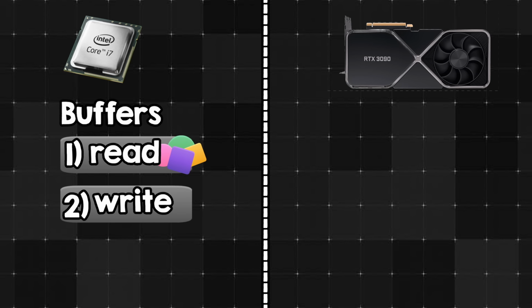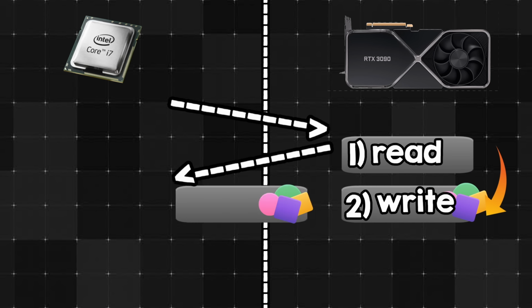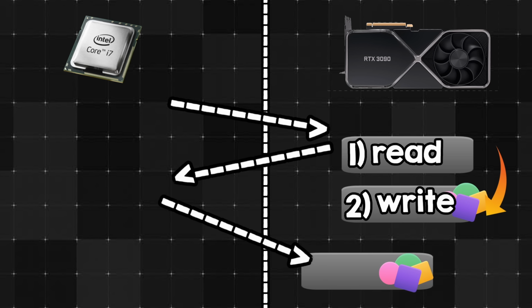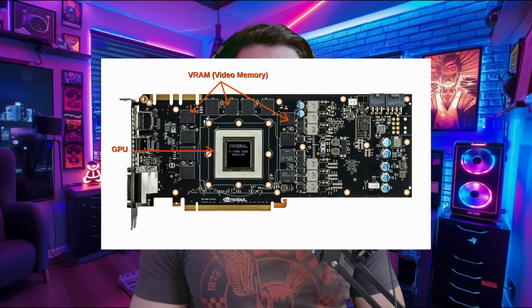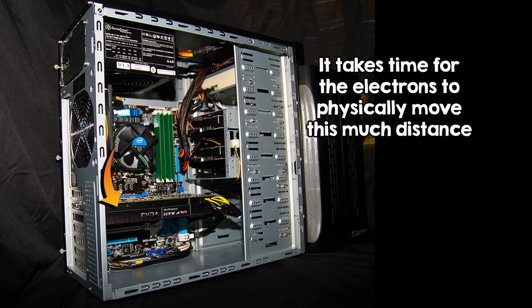But can you see the problem? We send data 3 times. One time to send the geometry, one to read the geometry back, and finally we send it again to the GPU to be drawn. The GPU is indeed very fast, but it has its own memory, so it takes time to send data to it.